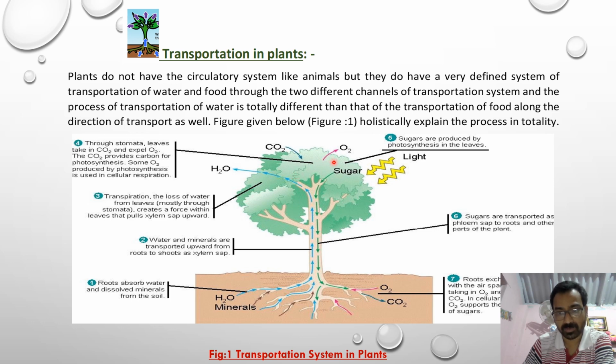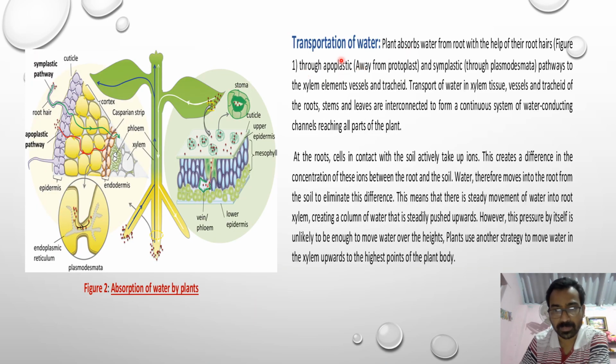So in upcoming slides we are going to learn it in a detailed manner, so that we can understand the mechanism of their transfer of substances in detail. First, we shall begin with the transportation of water in the plant.